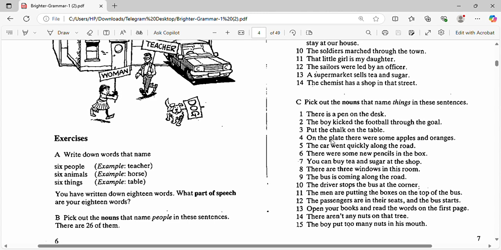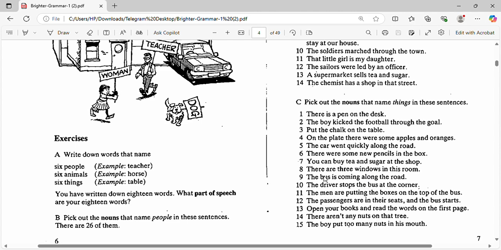Plate, apples, oranges. The car went quickly along the road. Car. There were some new pencils in the box. Pencils, box. You can buy tea and sugar at the shop. Tea, sugar, shop. There are 3 windows in this room. Windows.